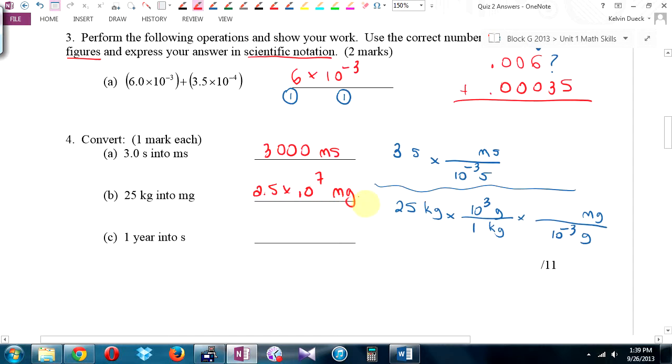Milligrams. Did I say you had to write in scientific notation for this question? Nope, so if you have a 25 with 6 zeros, that's also fine. But this was less writing.